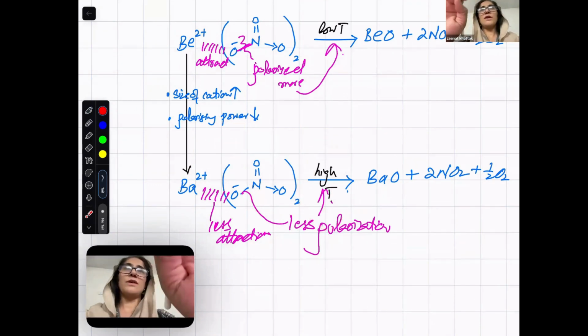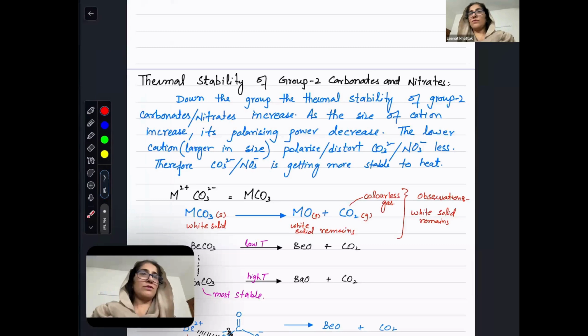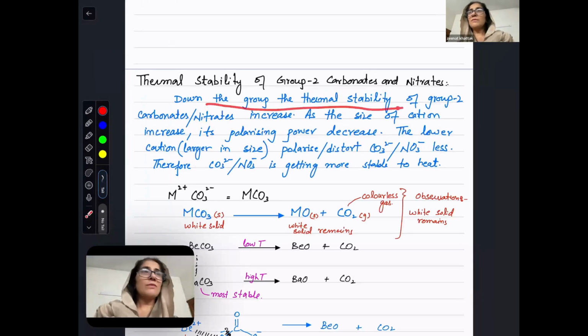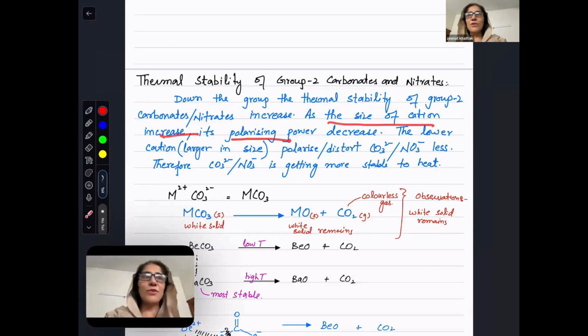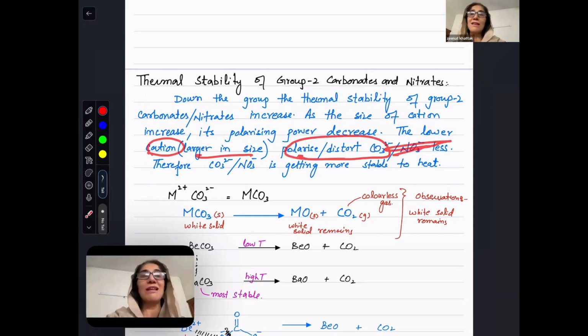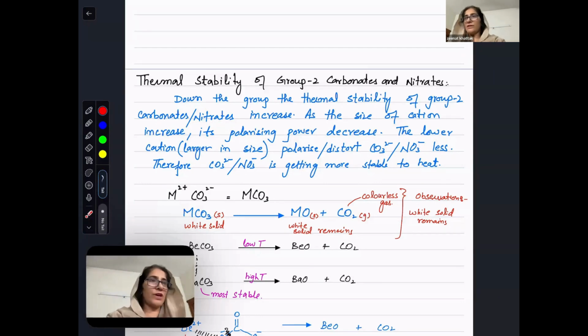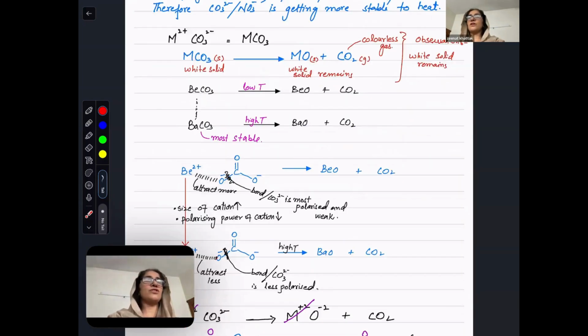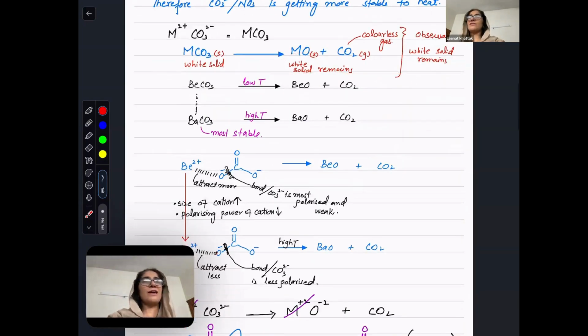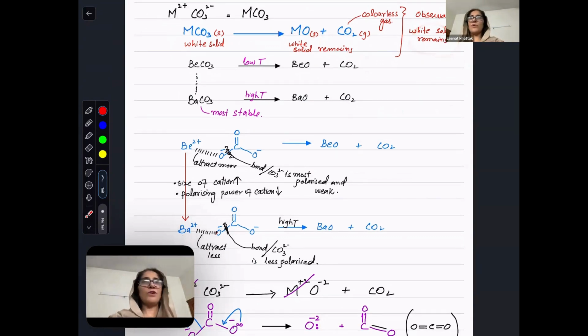They're getting more stable. If I show the notes I've written: down the group, the thermal stability of group 2 nitrates and carbonates increases. They become more stable down the group. As the size of the cation increases, its polarizing power decreases. The larger cation polarizes, distorts the carbonate and the nitrate less. Therefore, such carbonates and nitrates need more heat and they are more stable to heat. And this is the whole explanation why a white solid remains, and that is the only observation.